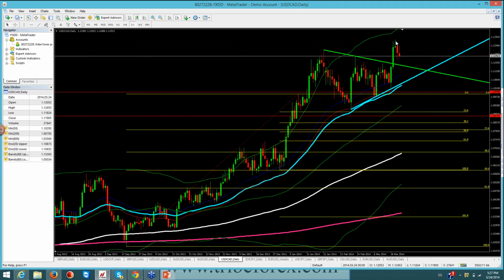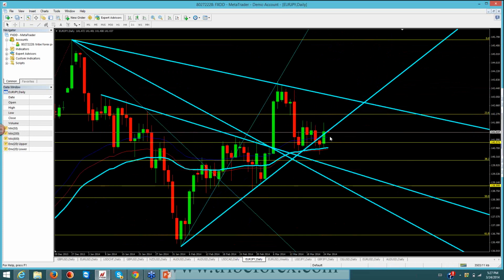Dollar CAD, it looks like it wants to sell down and really bounce off this 1.1140 area on the dollar CAD. We're going to look at that. Okay, that's a sell bias.